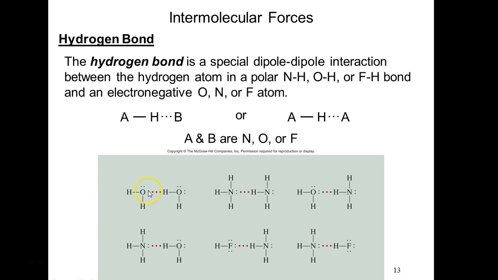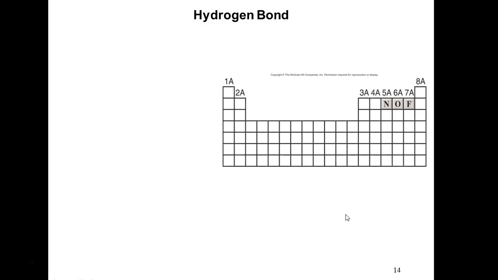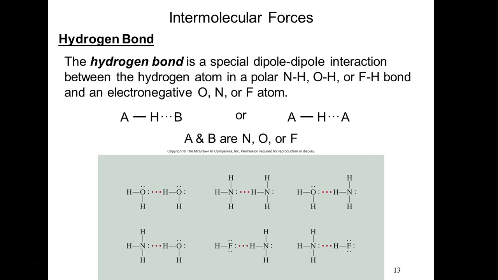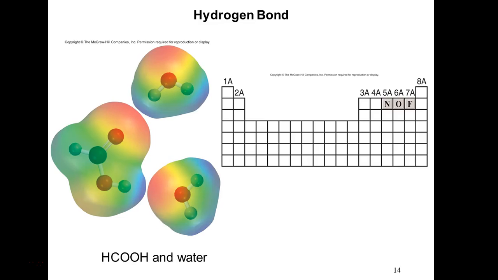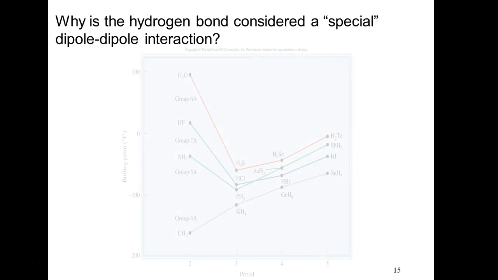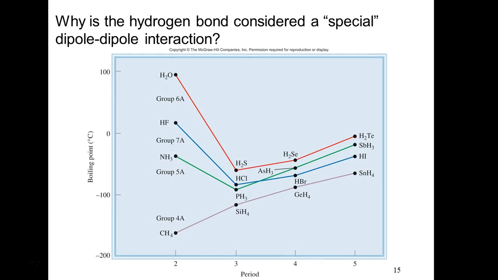So you can interact intermolecularly. This is showing a hydrogen-oxygen exhibiting a hydrogen bond on two separate molecules. This is showing a hydrogen and a nitrogen, hydrogen and oxygen, and hydrogen and fluorine. Now, one thing that we could ask is, well, we'll first start with, why is hydrogen bond considered to be a special dipole-dipole interaction?